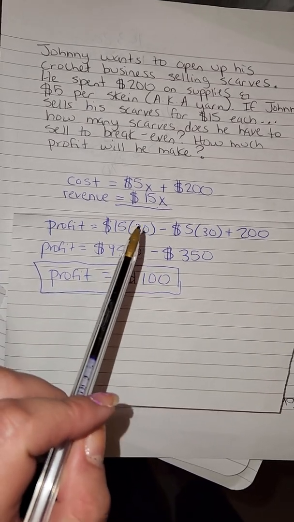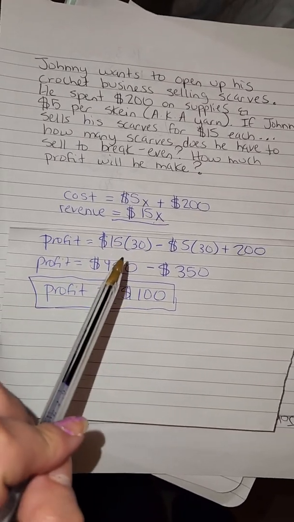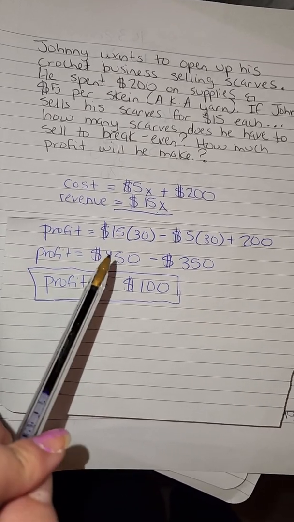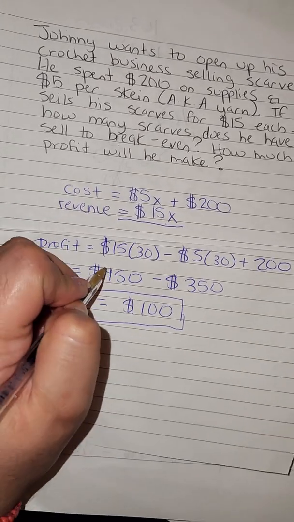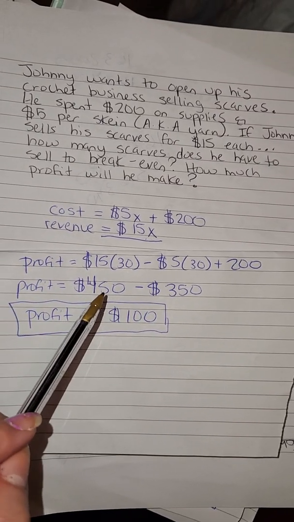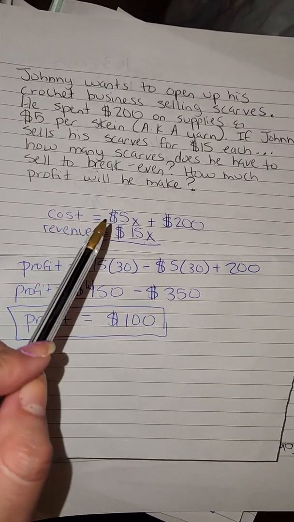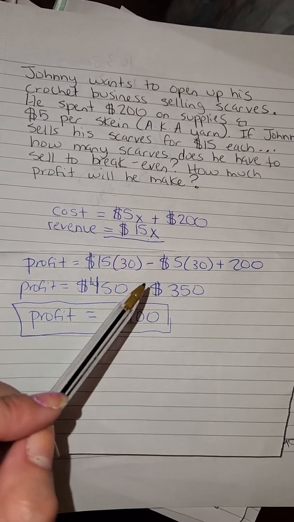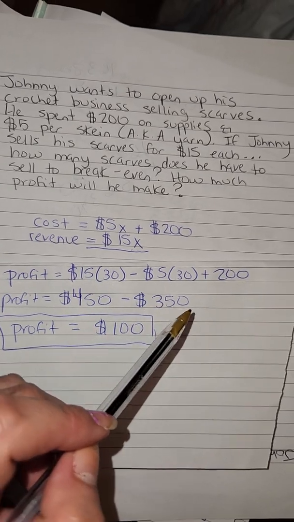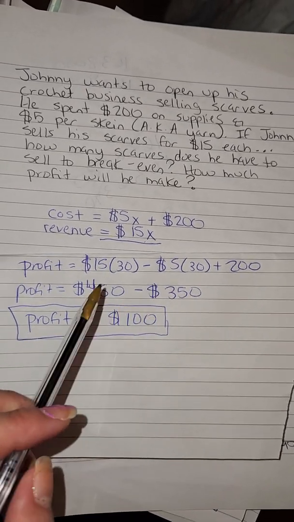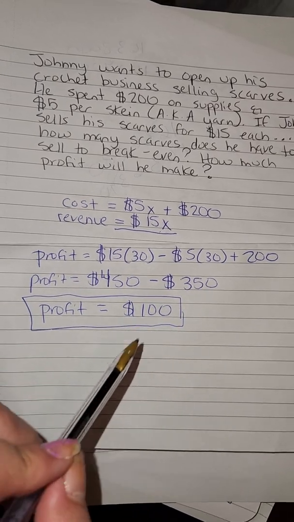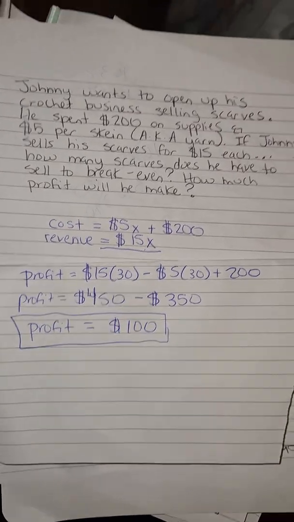Why? Because I plug in 30 times $15, I get $450. And we subtract the cost from that revenue, which is 30 times $5 plus 200, equals $350. So $450 minus $350 equals $100.